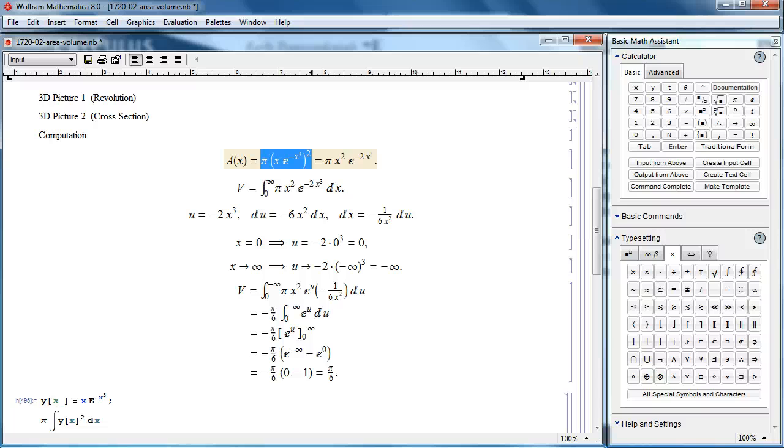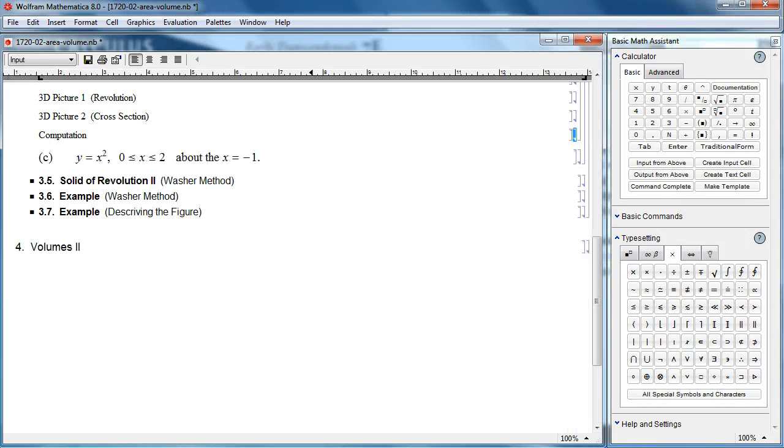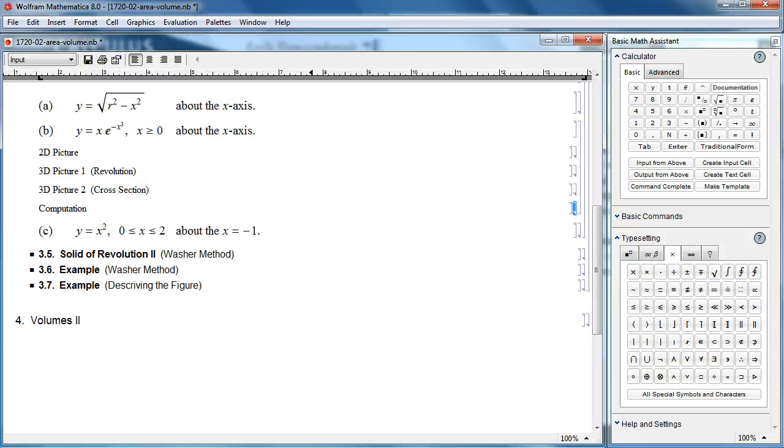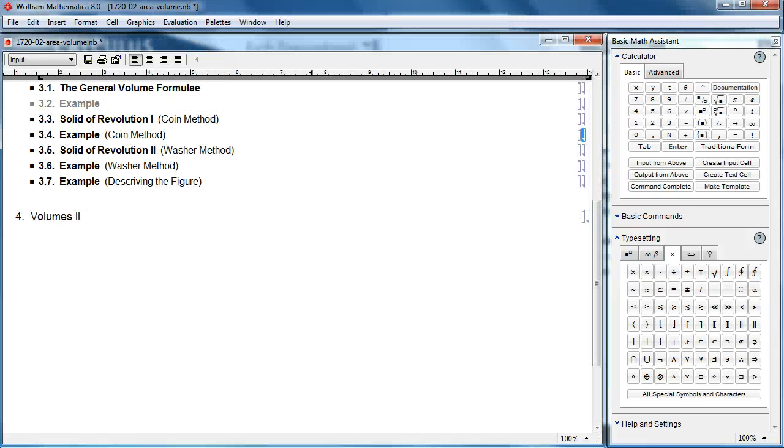That's your y value, isn't it? That thing squared. So we have this kind of volume, and we're gonna need some substitution and some limit computation to get it done. The detail is left to the student.